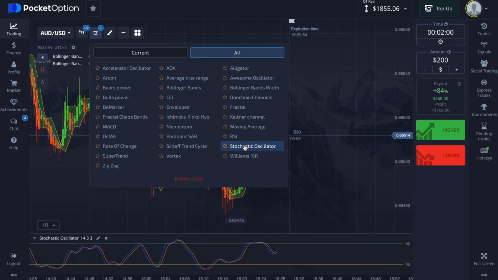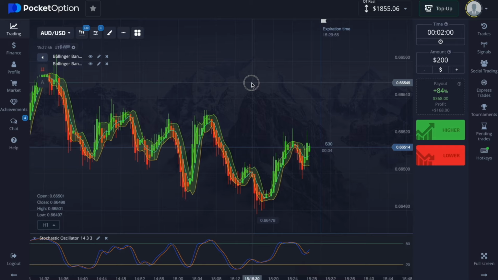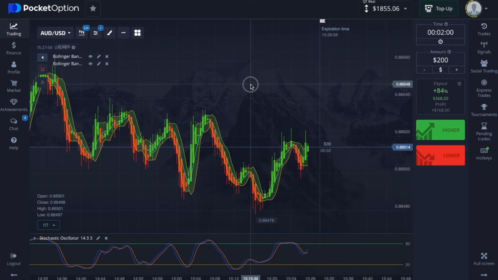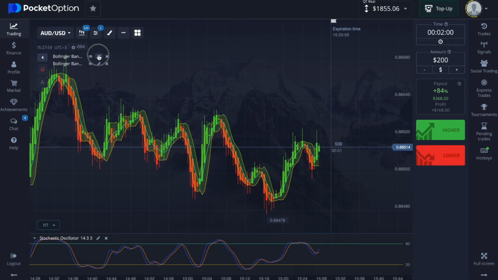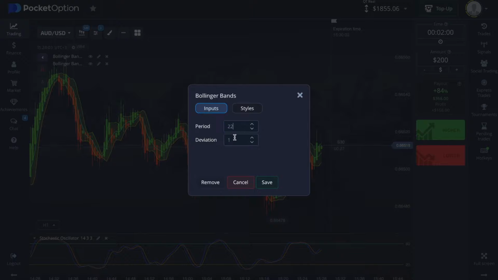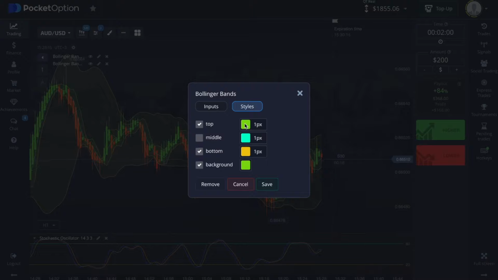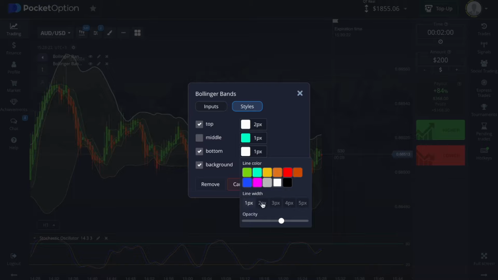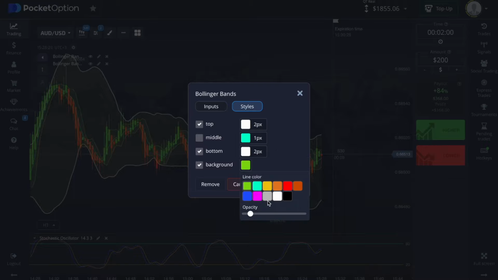These indicators, when combined, can provide a quality signal for opening a trade, but they need to be configured correctly. For the first indicator, change the period to 22 and deviation to 1.8. In the Style tab, turn off the middle line, make the upper line white with a width of 2 pixels, and make the lower line white with a width of 2 pixels as well. Set the background color to white, make it slightly transparent, and save the changes.